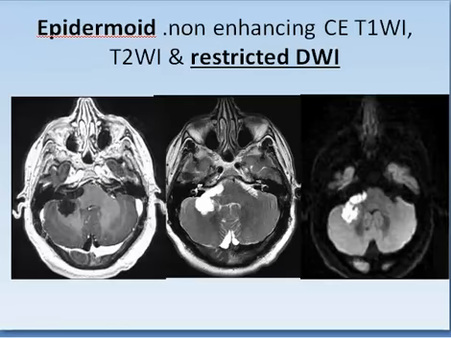Now come to the epidermoid. This is something different that behaves as a cyst. This cyst is hypo in T1 with contrast, hyper in T2, and presented restricted diffusion in diffusion-weighted images.